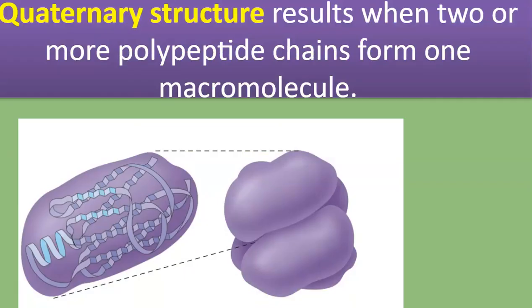And then on rare occasion, you can have more than one of them coming together, similar to hemoglobin that had 4 chunks. That would be called quaternary structure. Quart means 4 in this case. But not all proteins have to have that high level of structure, just so you know.